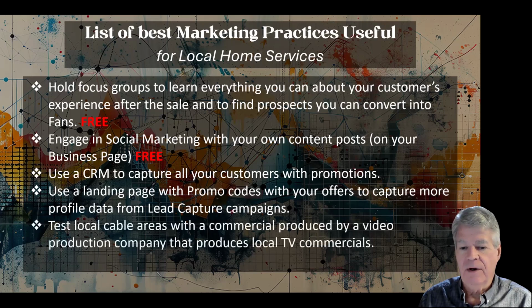Test local cable areas, cable TV, with a commercial produced by a local video production company that engages in making TV commercials locally. Run it for 6 to 12 weeks. Include a special offer, one that you've already tested with solid branding. If you have positive return on ad spend on the campaign, rerun it regularly. You can buy it in alternating flights, for example, bi-weekly or bi-monthly. These are just a few examples of the best practices listed for this business model. You can see them all when you download the Quick Start marketing strategy for each business model.